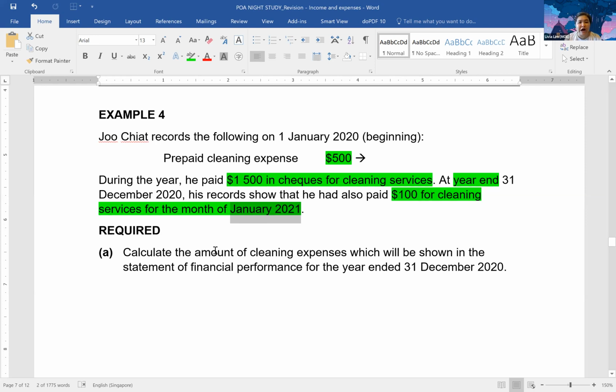Can you please calculate the amount of cleaning expenses that will be shown in the statement of financial performance for the year ended 31st December 2020? As usual, can you key in your answer into the chat box?